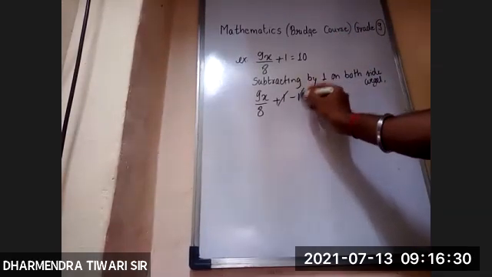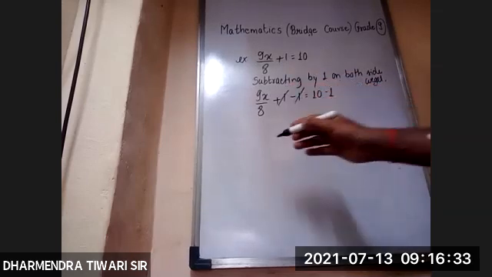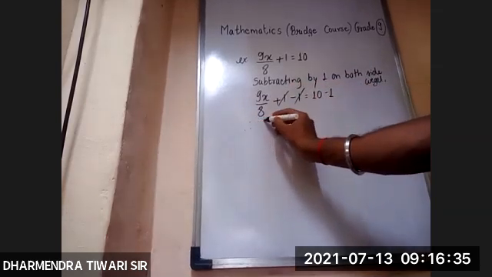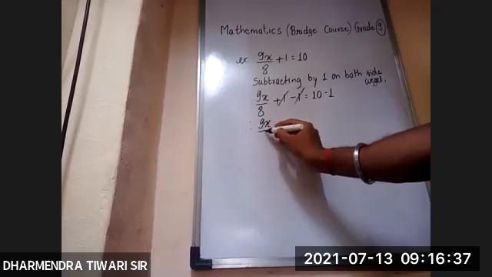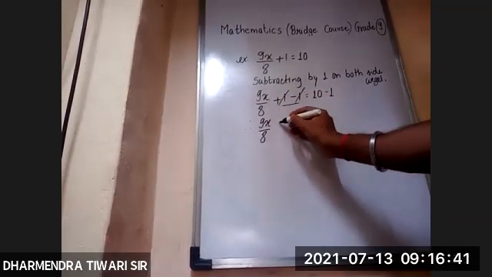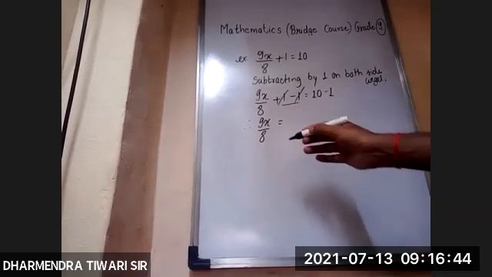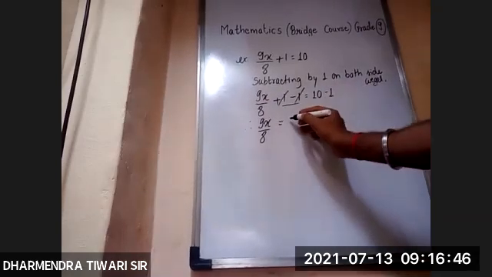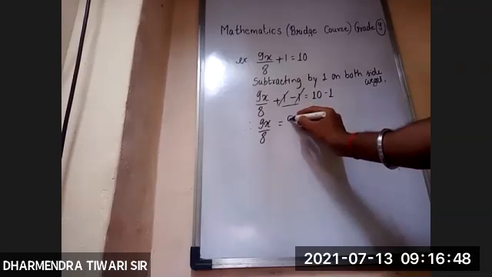Now, terms with opposite sign on the same side get cancelled up. What remains? 9x upon 8, and its value is 0. So anything added to 0 is that same number, is equal to what we are having? We are having 10 minus 1, that is 9.